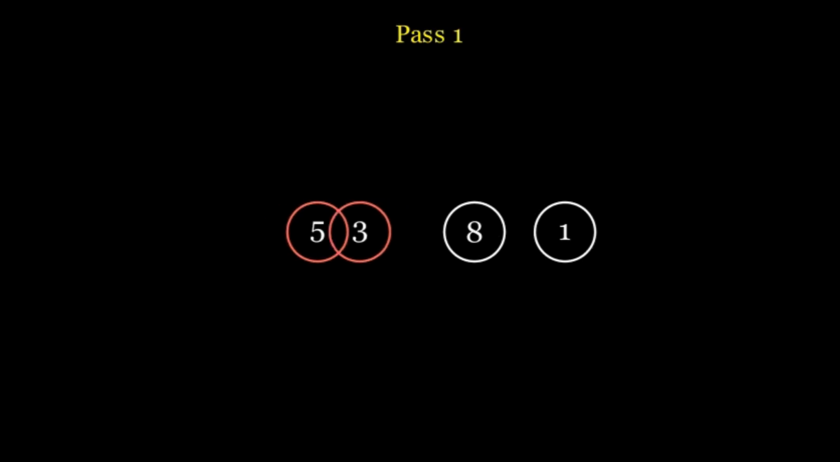Here's our unsorted array: 5, 3, 8, and 1. Let's watch bubble sort in action. Pass 1. First, we compare 5 and 3. Since 5 is greater than 3, they swap.